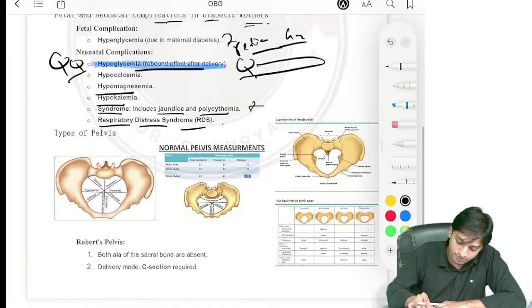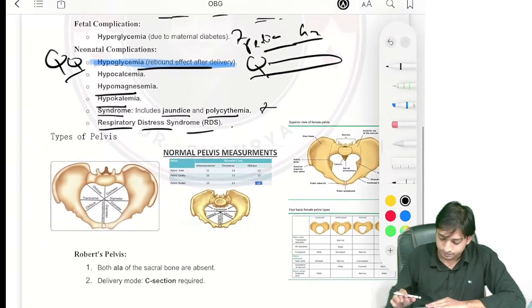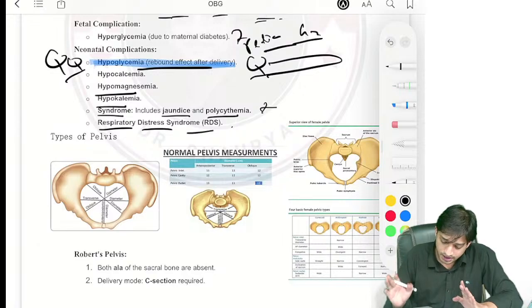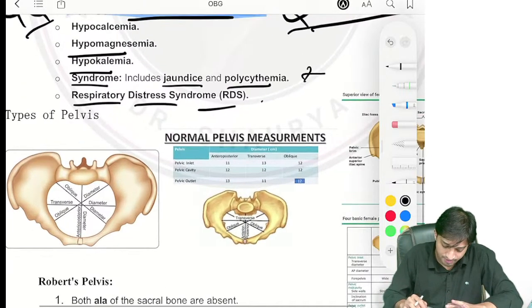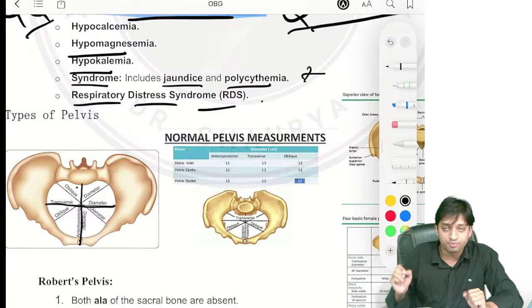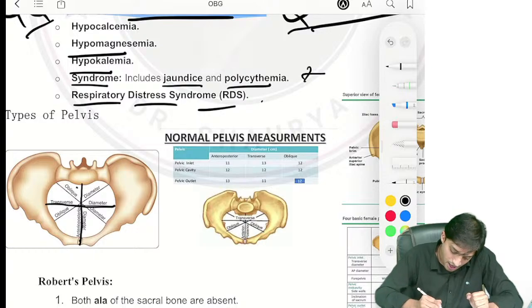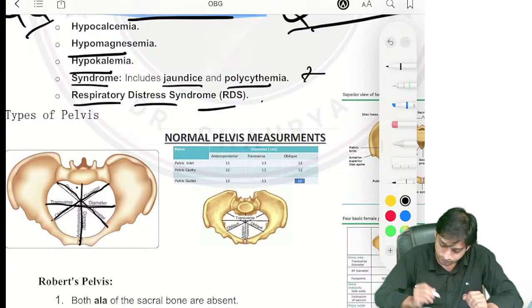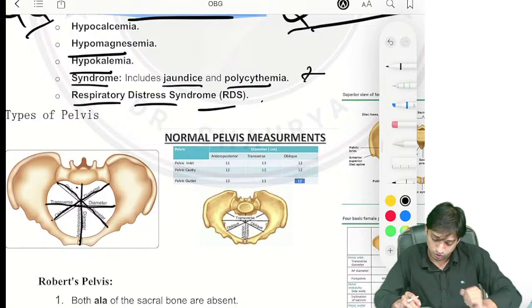Now coming to the types of pelvis, there are various types of pelvis. You will have to look, right? The diameters also: this is the transverse diameter of the pelvis. This is the anteroposterior diameter, between the sacrum and the pubic symphysis. Oblique diameters you can see here. Now, just have a look.